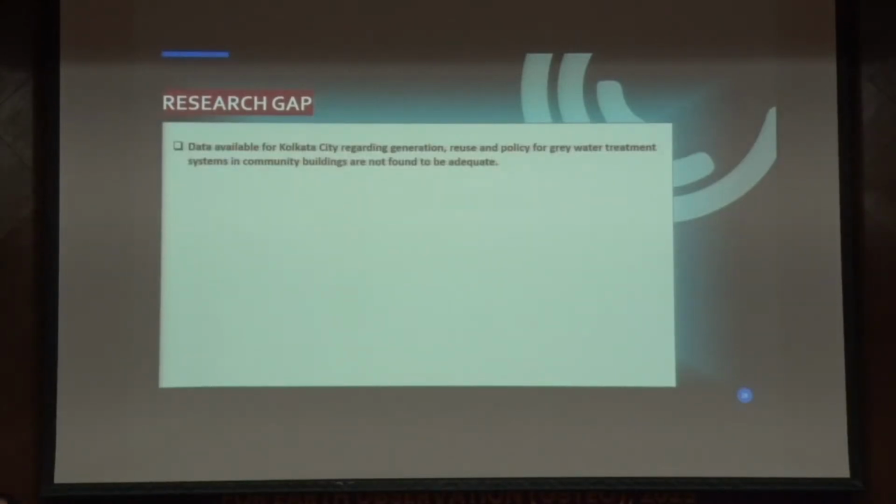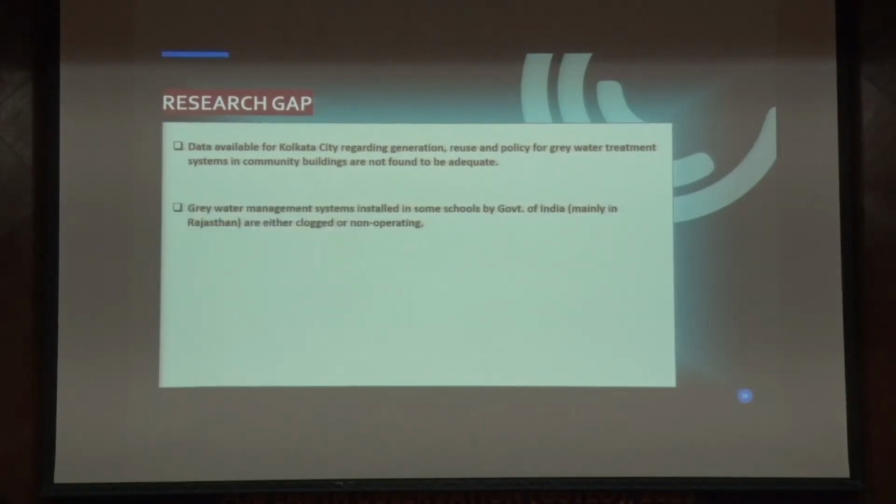To pursue my research work with the literature review, I have found some research gaps. First, the data available for Kolkata city regarding the generation, reuse and policy of grey water treatment systems in community buildings are not adequate. Secondly, grey water management systems installed in some schools by the Government of India are either clogged or non-operating till now. Treatment technologies are also either very expensive or require regular maintenance, which is not practiced everywhere.